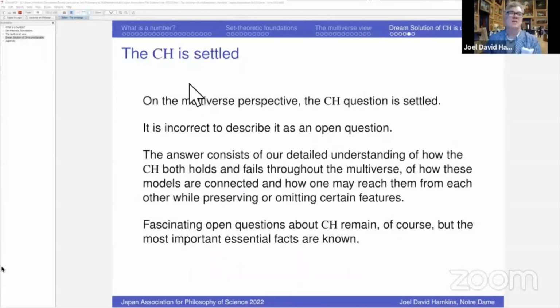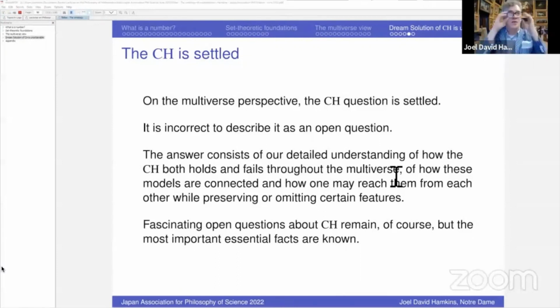So on the multiverse perspective that I'm defending, nevertheless, I claim the continuum question is settled, and it's not correct to describe it as an open question. Sometimes people say the continuum hypothesis is an open question, but I think this is wrong. So the answer to the continuum hypothesis question consists of our detailed understanding in how it both holds and fails throughout the multiverse, how those models are connected to each other, and how we can reach them from each other while preserving or omitting certain features. That's the answer to the continuum hypothesis question.